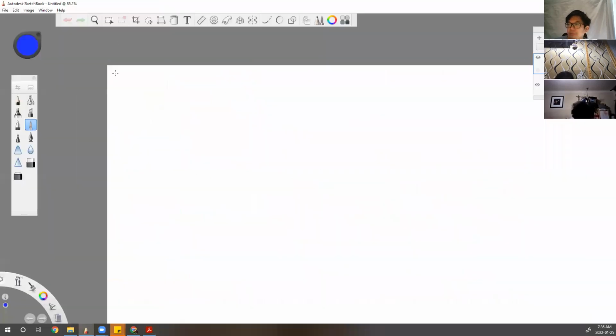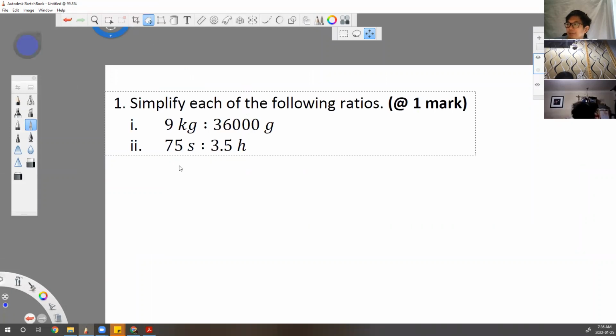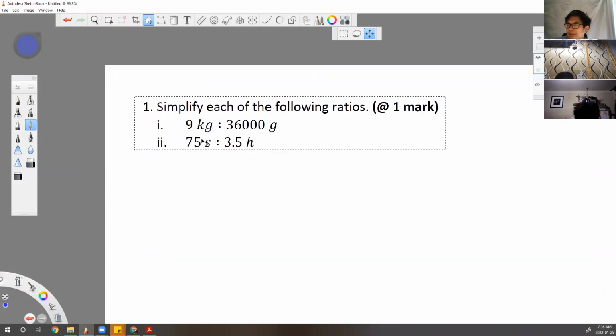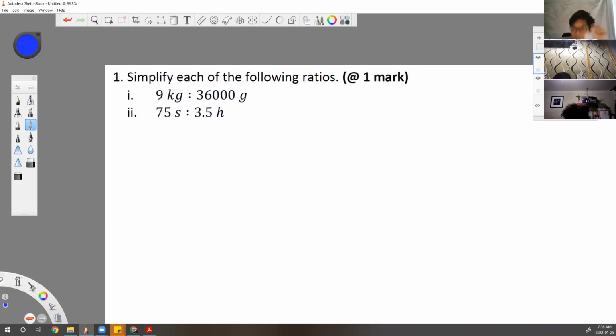There you go. So for number one, simplify each of the following ratios. So this is still in different units, right? Before you solve this, you have to make the units the same. In my opinion, it's better to change the higher unit to the lower unit, for example from kg to grams, from hours to seconds, because kg is higher than grams and hours is higher than seconds.